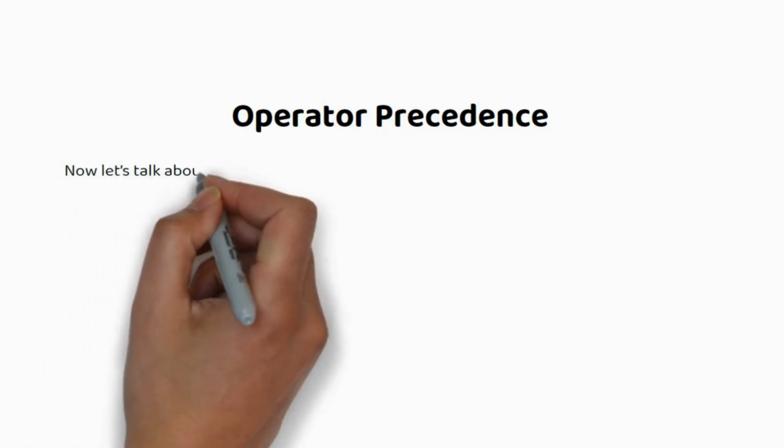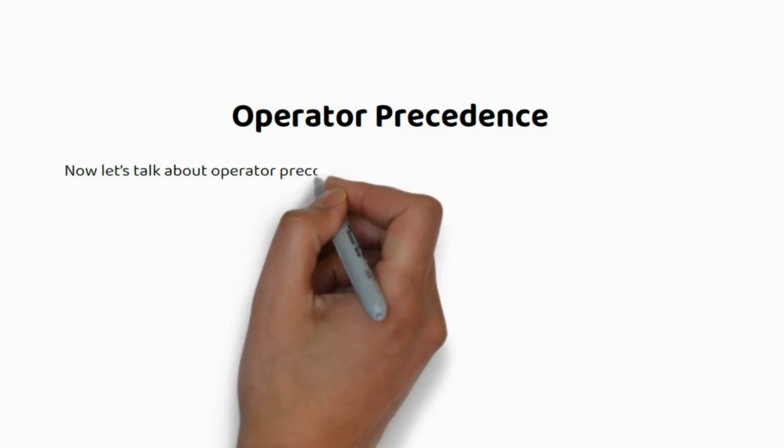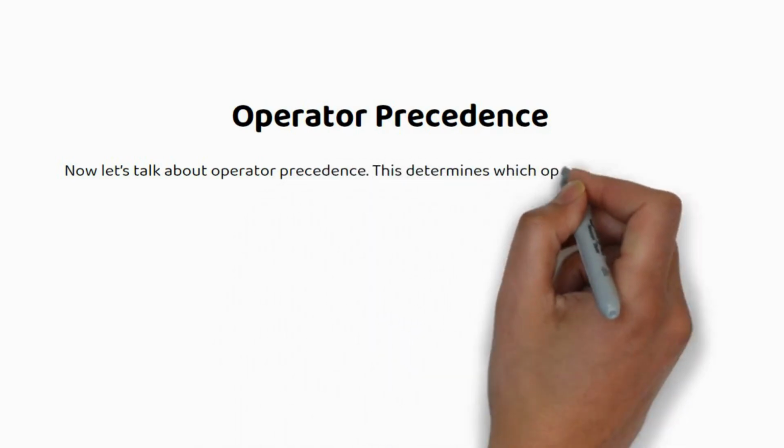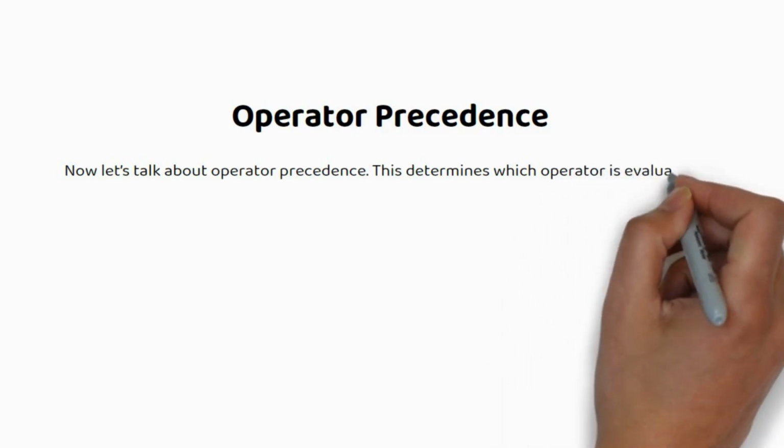Let's talk about operator precedence, which determines the order in which operators are evaluated in an expression. Here's the precedence list from highest to lowest.